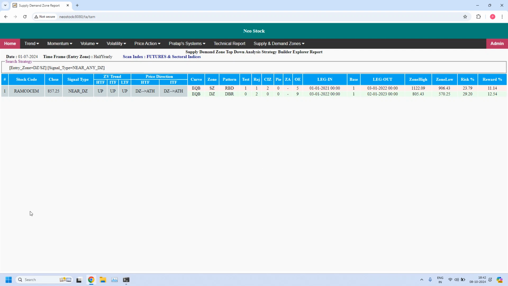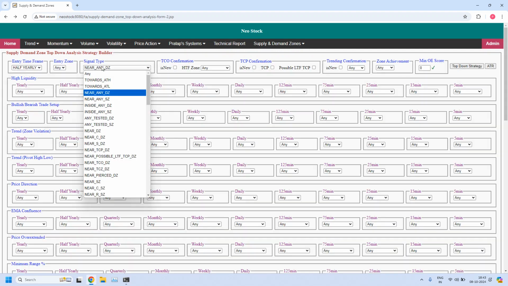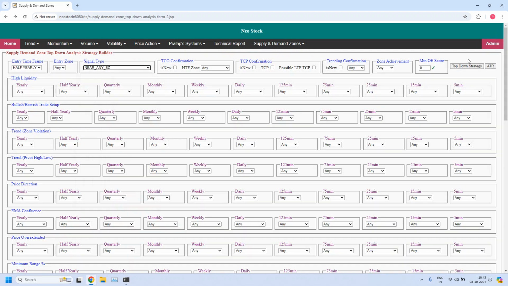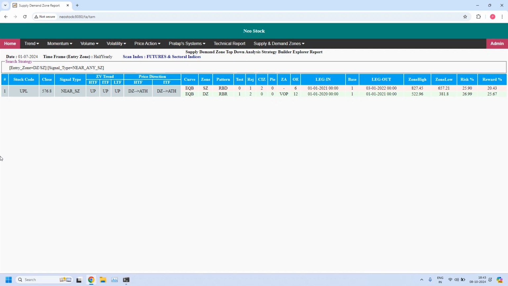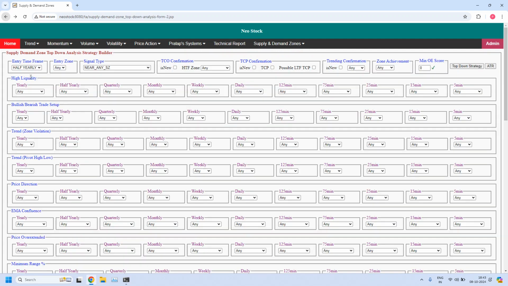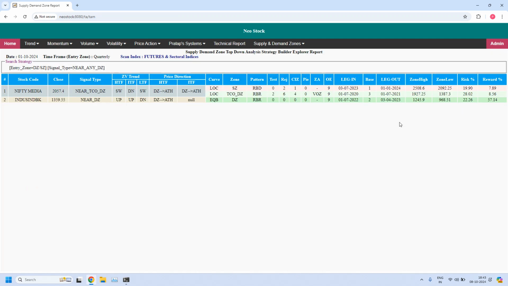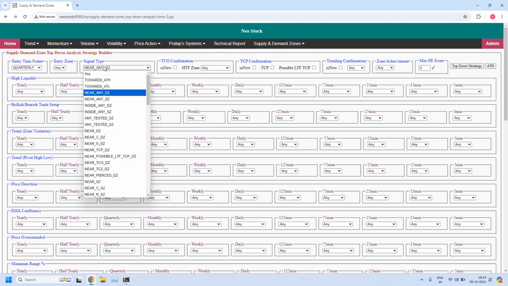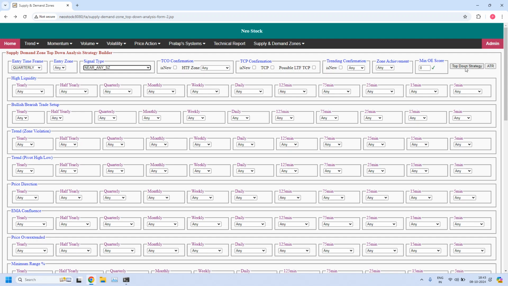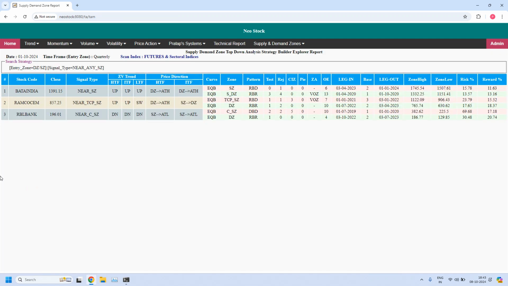Okay, now let us move on to the next report. For half yearly time frame, let us find the stocks near half yearly supply zone. One stock is filtered. Next time frame is quarterly. Let us find the stocks near quarterly demand zone. Two stocks are filtered. Next, for quarterly time frame, let us find the stocks near quarterly supply zone. Three stocks are filtered.